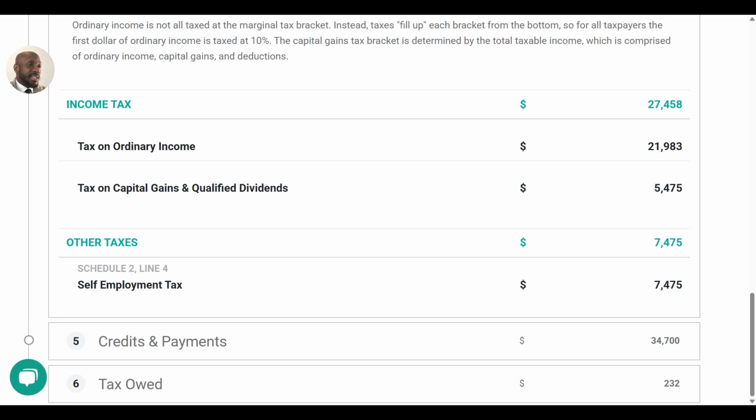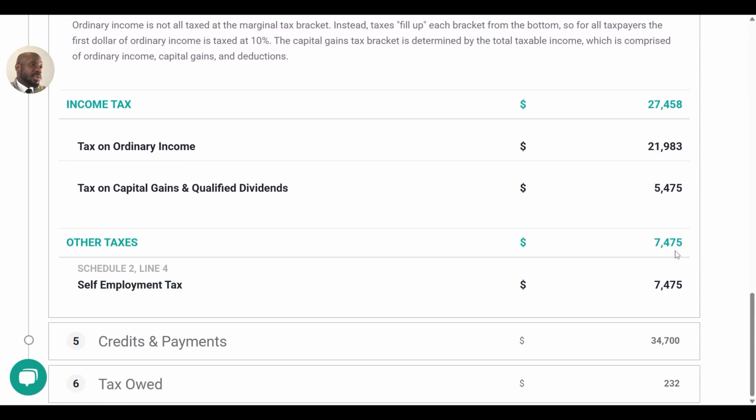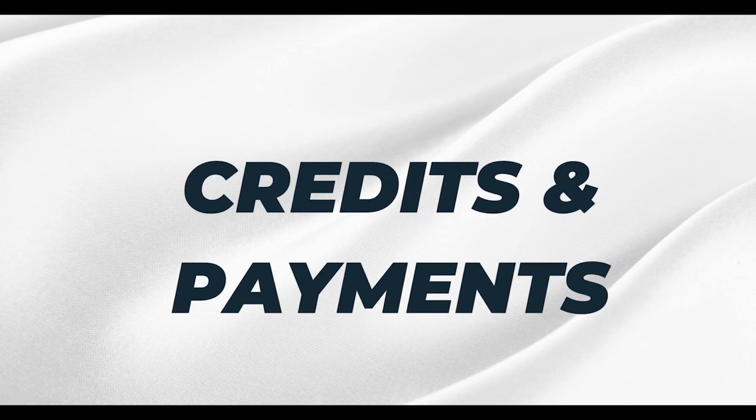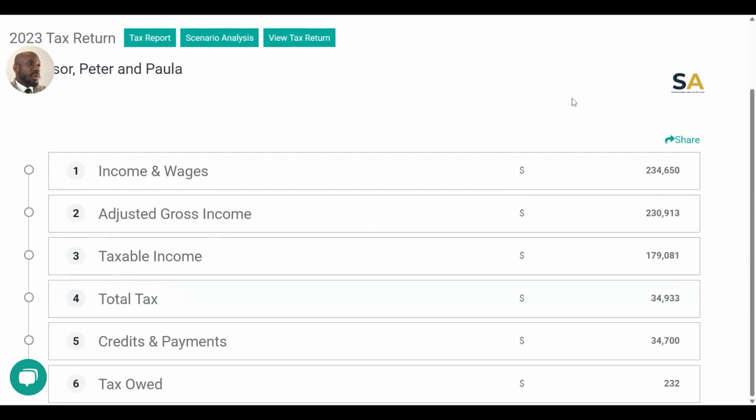So half of $7,475 is what she got as a credit earlier, not a credit, a deduction, $3,737, I believe, right? So that is the total taxes. That's the breakdown of our total taxes. So let's keep moving on.